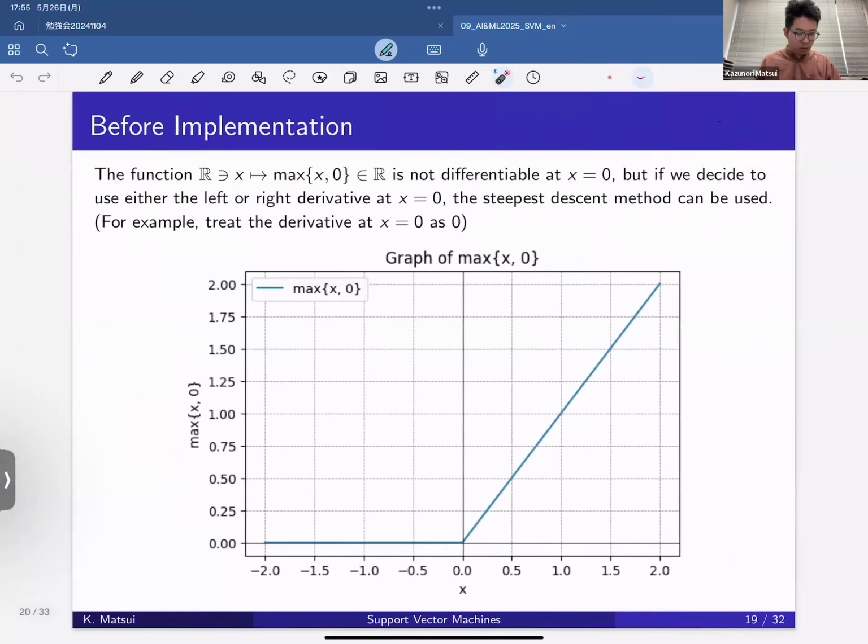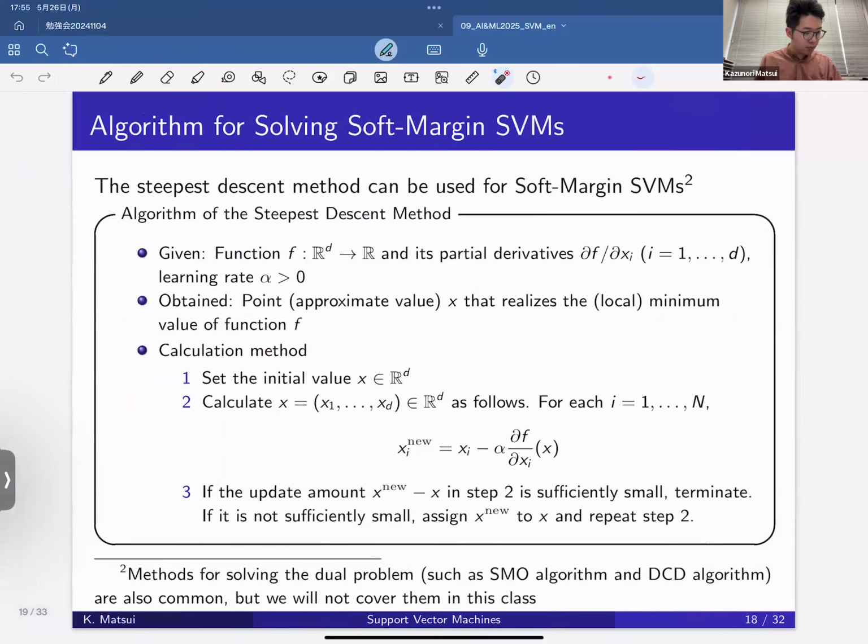By the way, although we introduced the steepest descent method here, methods that solve the dual problem are actually faster. So those methods, the SMO algorithm and the DCD algorithm, are often used in practice, but they are a bit difficult, so we omit them here.